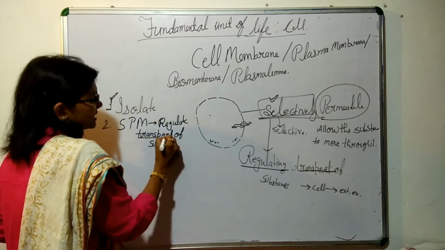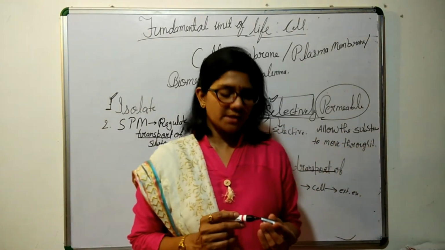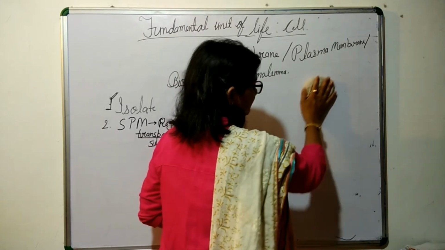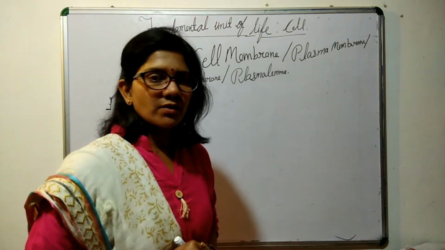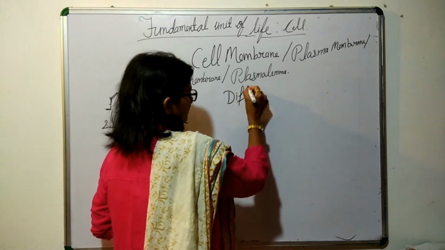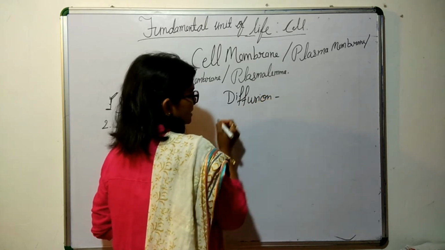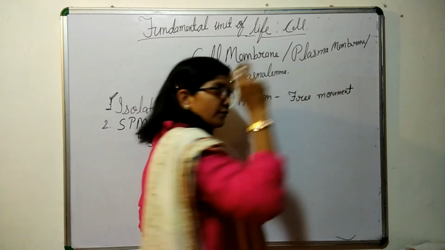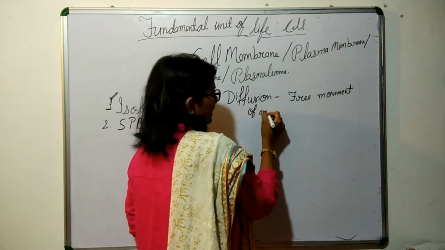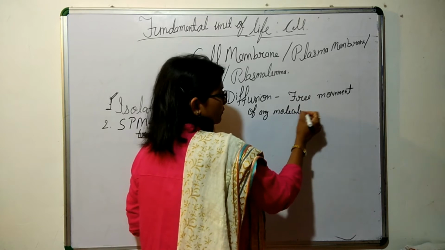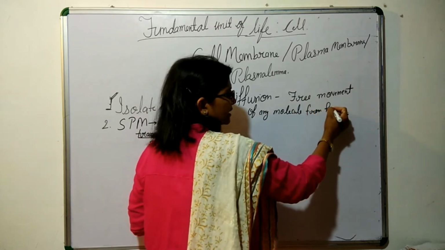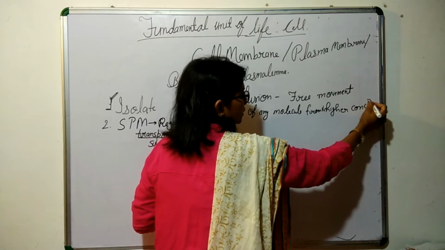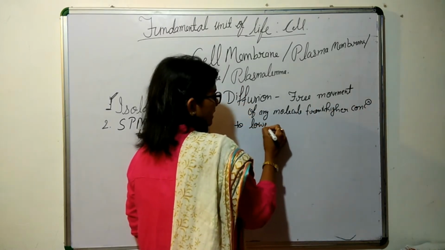Okay, so let's see how exactly the transport of substances takes place. For this, we have discussed the term diffusion in our previous chapter, which was about the extracellular surrounding. What was diffusion? Diffusion is the free movement of any molecule from its higher concentration to lower concentration.